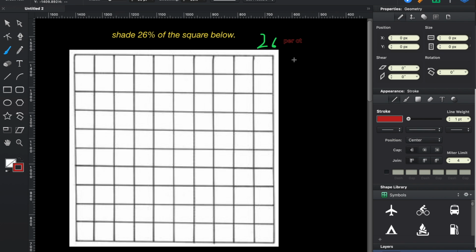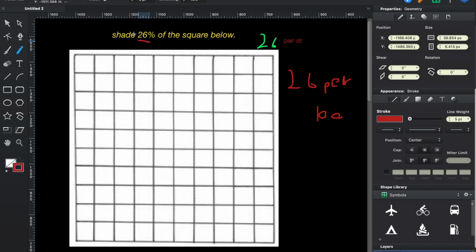So if we have 26%, that means 26 per 100. And so back to the question, shade 26% of the square below.